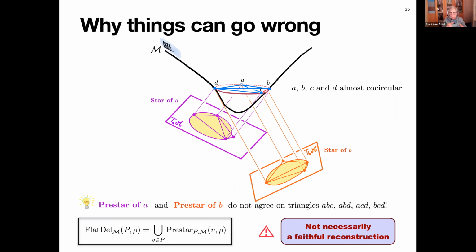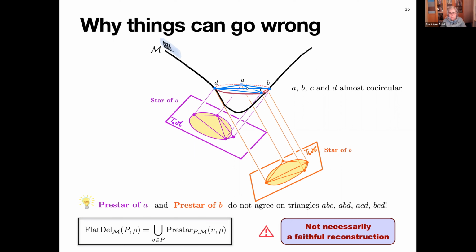You project your 4 points on the tangent plane passing through A. And you want also to compute the pre-star of B. And you do the same thing on the tangent plane passing through B. But because the 4 points are almost co-circular, the Delaunay triangulation that you get in the two tangent planes are different. The diagonal that you're going to choose in both cases is different.